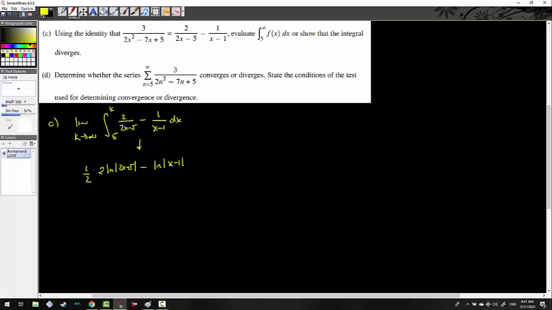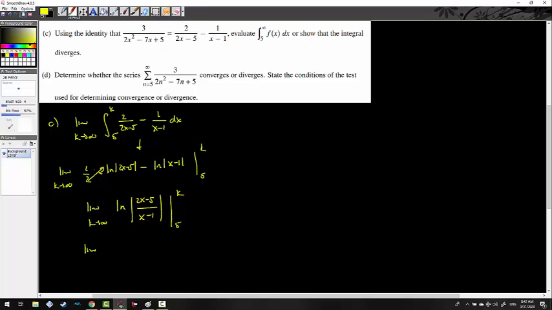Speaking of cancellation, the 2's here will cancel each other out, giving me the limit as k goes to infinity, and I will evaluate him on 5 to k. These two logarithms can actually combine to become ln of 2x minus 5 over x minus 1 on the interval from 5 to k, and don't forget the limit as k goes to infinity. Now technically I don't need the absolute values there because our interval is completely positive, but I'll just keep them there just because. And let's go ahead and evaluate this thing.